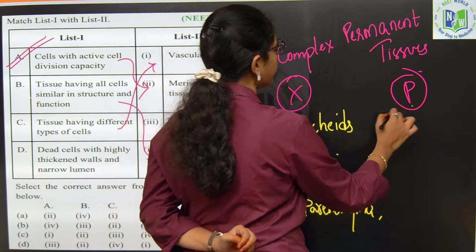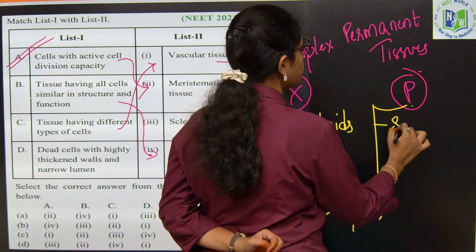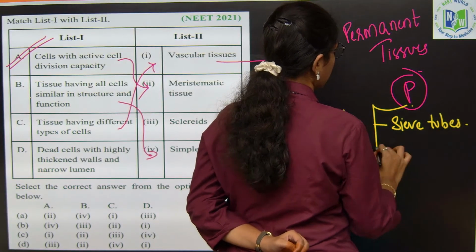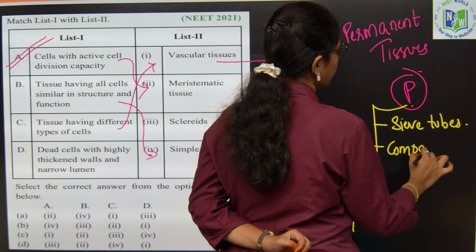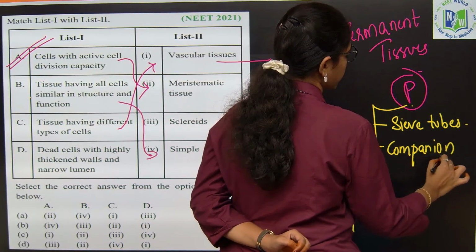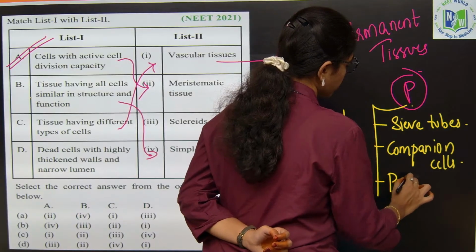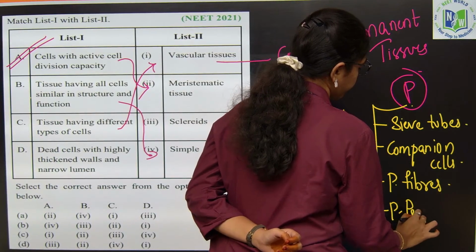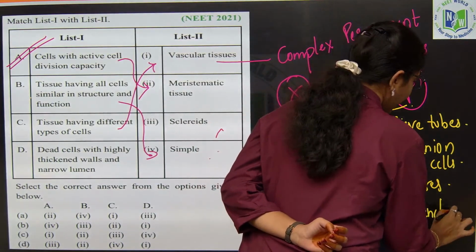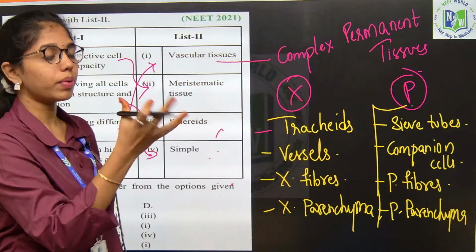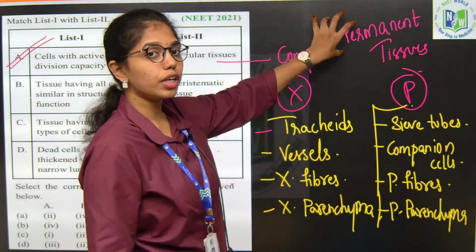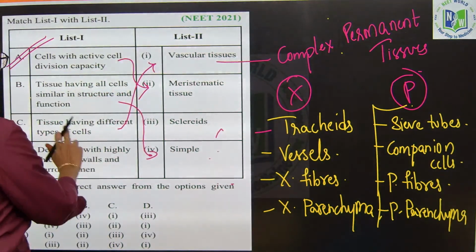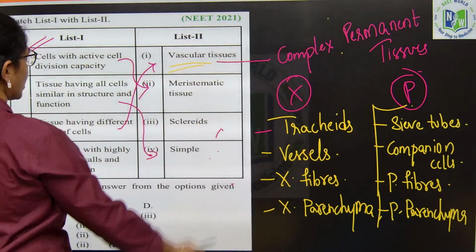Okay. In phloem, if you see, they have sieve tubes, companion cells, phloem fibers and phloem parenchyma. So all the tissues present in one complex tissue, that is why this complex permanent tissue will have a bunch of tissues with different structures and functions. So here, tissues having different types of cells: vascular tissues.